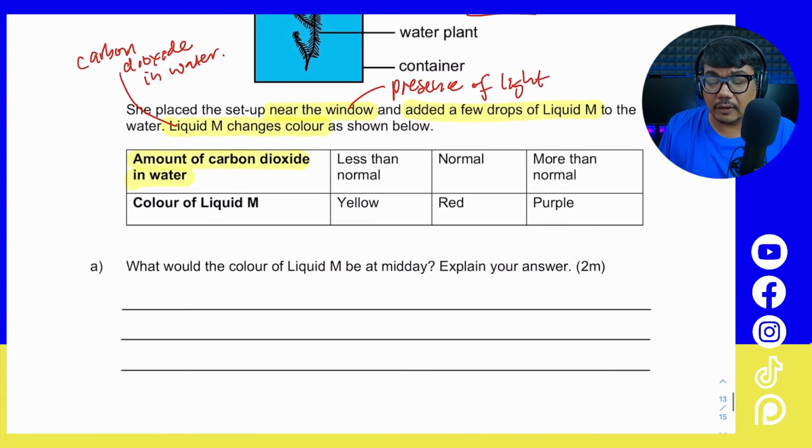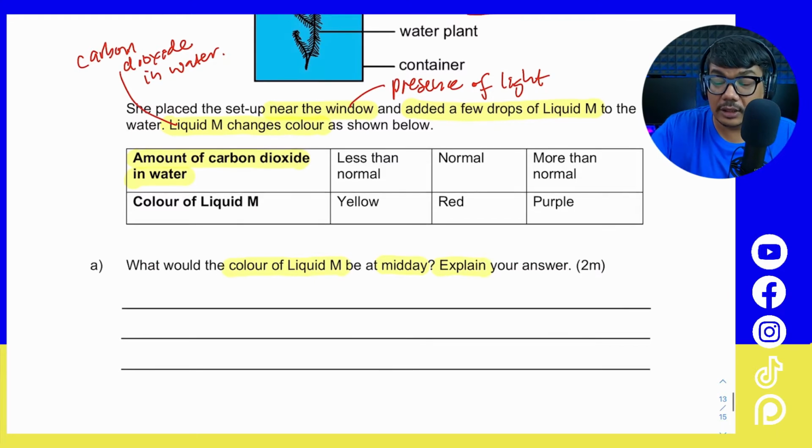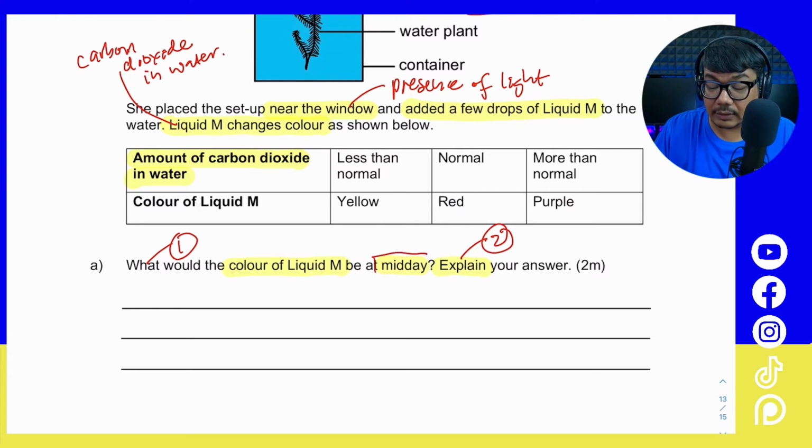What would the color of liquid M be at midday? So the question asks for the color of liquid M at midday, and then you're supposed to explain. So this is two parts: first, what would the color be, and second, explain. What is important here is the word midday. Why is this important? Because midday, which is noon, generally, let's not go into the assumption of what if there's a thunderstorm, what if it's raining, what if somebody decides to switch off the sun. No, we will take the general case.